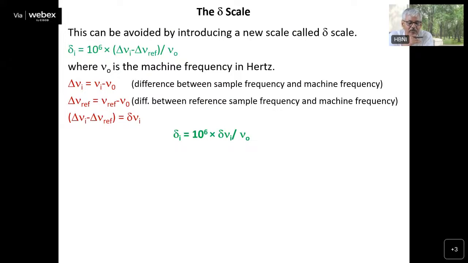I have already told what delta nu I is. Delta nu I is nothing but nu I minus nu 0, the machine frequency. Delta nu reference is nu reference minus nu 0, the difference between the reference sample frequency and the machine frequency. And we are multiplying it with 10 to the power 6, and all these things are in hertz. We multiply with 10 to the power minus 6 to get a single number, because nu 0 is 10 to the power 6 hertz.